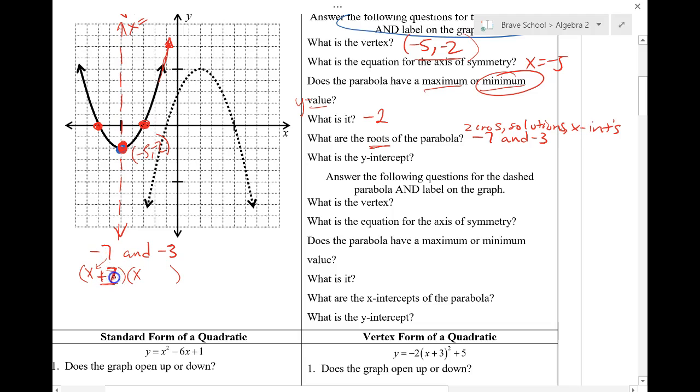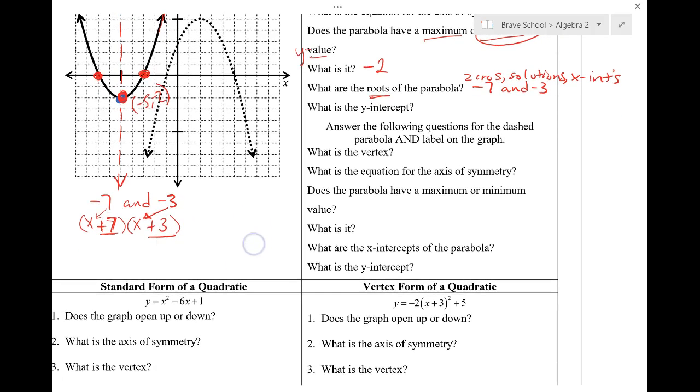And I'm going to do the same thing here on the right side. What number do I have to put here so when I plug in -3, I get 0? Well, +3, because -3 plus 3 is 0. So now just FOIL it out. And there's our equation for that graph.